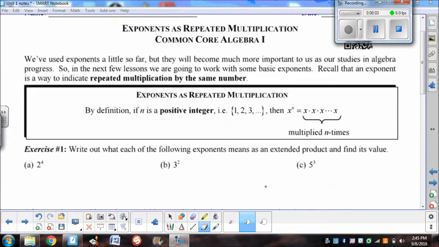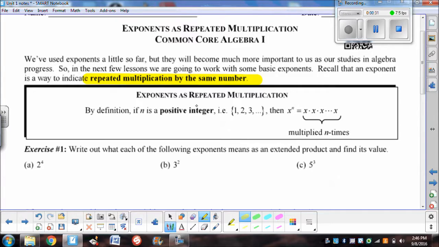Lesson 7, exponents as repeated multiplication. So we've used exponents a little bit so far, but they will become pretty important as we continue our studies in algebra. So in the next few lessons, we're going to work with some basics with exponents, so some basic rules. Recall that an exponent is a way to indicate repeated multiplication by the same number. So that's the gist of it right there.